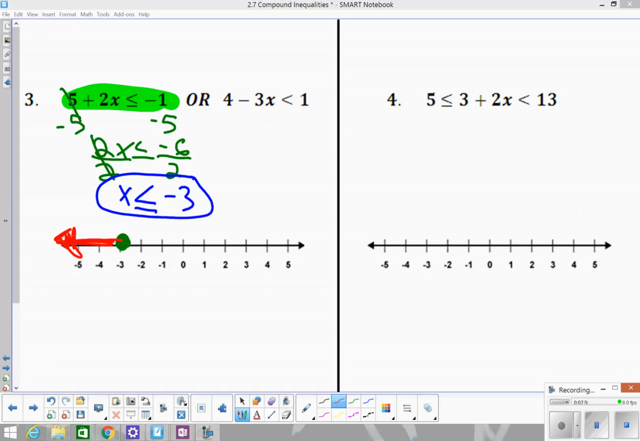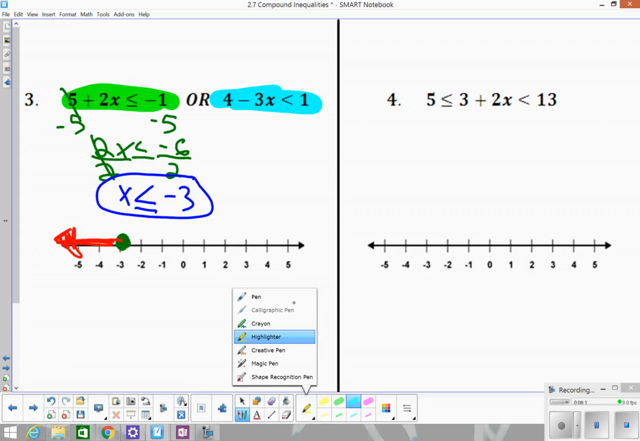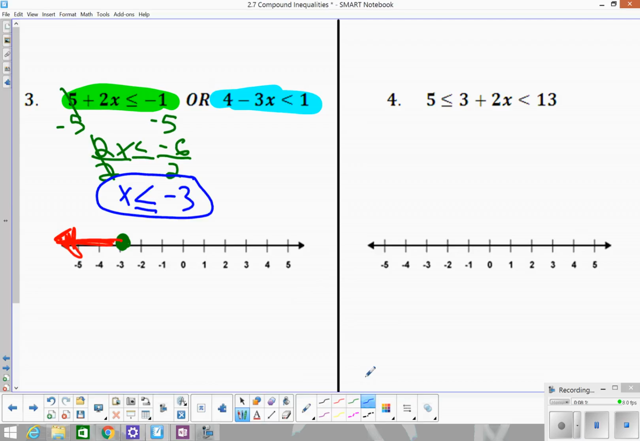Now we're going to go ahead and solve for the second inequality, and I want to use a different color, which is 4 minus 3x is less than 1. So if I go ahead and solve that one, I want to subtract 4 from both sides, subtract 4 from both sides. Okay, so I'm going to have -3x is less than 1 minus 4 is -3. Okay, and I want to divide both sides by -3.